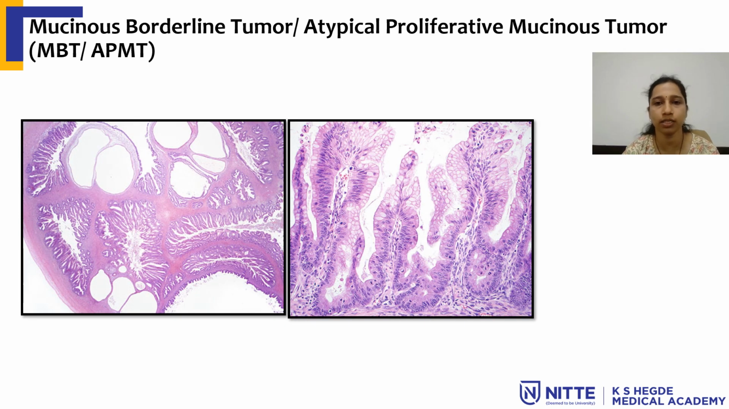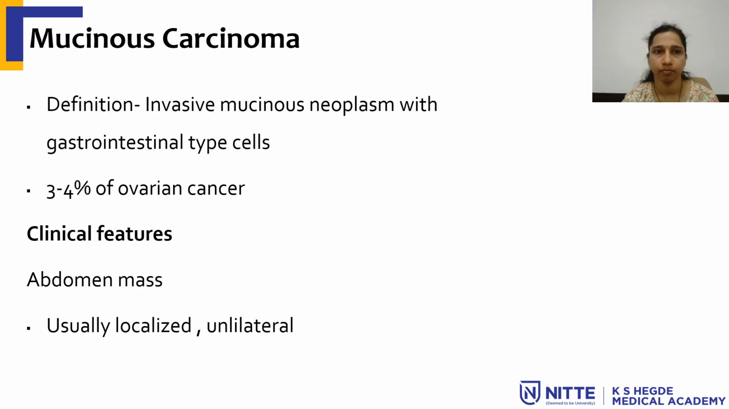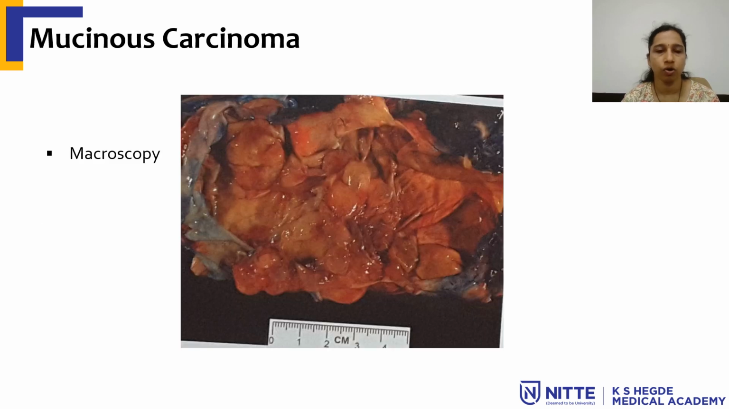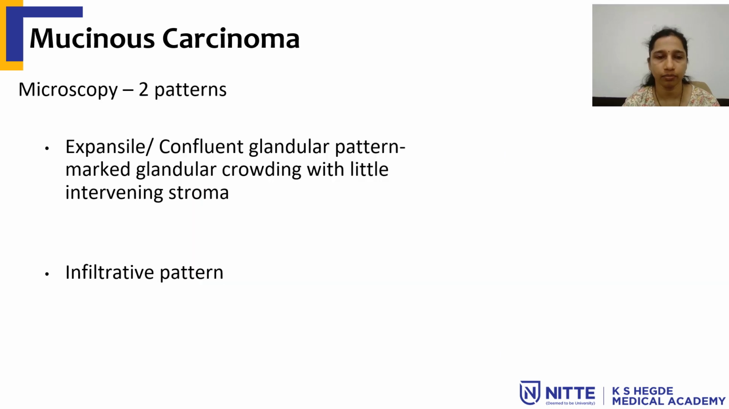So this is a borderline mucinous tumor which is showing papillary pattern, and there is some stratification and low grade nuclear atypia. Coming to mucinous carcinoma, these are invasive tumors having gastrointestinal type of cells. They account for 3 to 4% of ovarian cancer, and they are usually unilateral and localized tumors. On gross, they can be cystic tumors with a solid component. On microscopy, there are two histologic patterns: confluent glandular pattern with minimal intervening stroma, and infiltrative pattern.